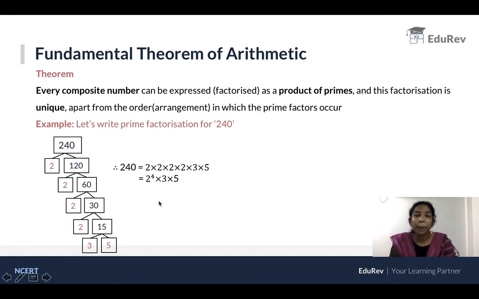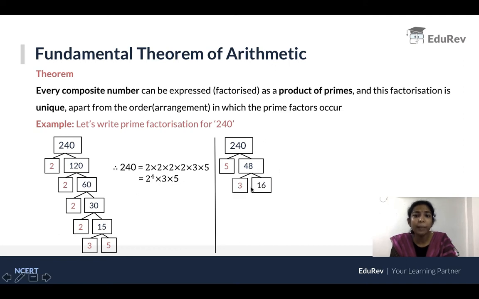You may be thinking, ma'am started with 2, can I start with 5 and will I get a different prime factorization? Let's check that. So I'll divide it with 5 because the last digit is 0. So 5 table, 48 times. So 48, what is 4 plus 8? 12. 12 is a number which is divisible by 3. So I'll divide it with 3. In 3 table it is 16 times. So 3 into 16, and 16 is divisible by 2 again.